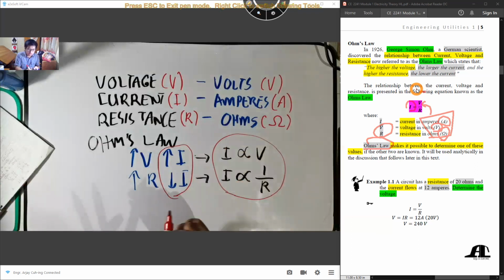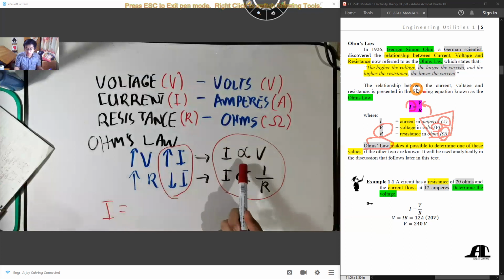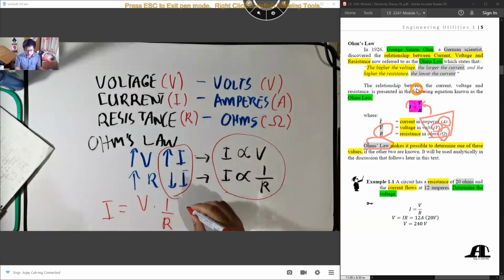So ang Ohm's law natin class, di ba? Ohm's law class is equal to yung I. So parang gagawin mo lang class, pakita mo lang ito equal sign is equal to V, okay, times 1 over R, or I is equal to class V over R. So ito na class yung Ohm's law natin.